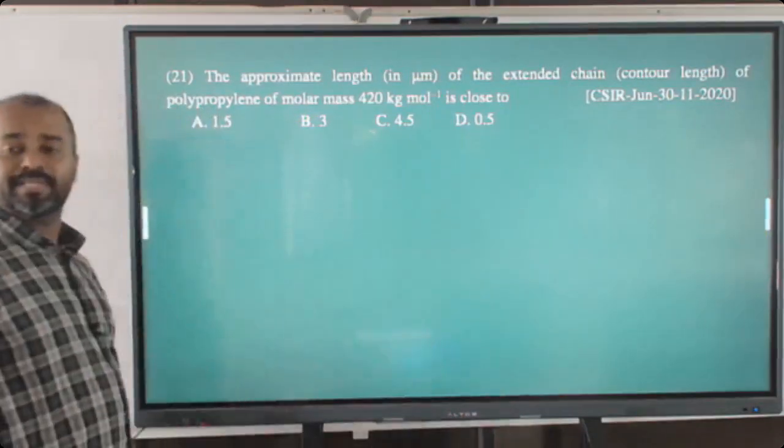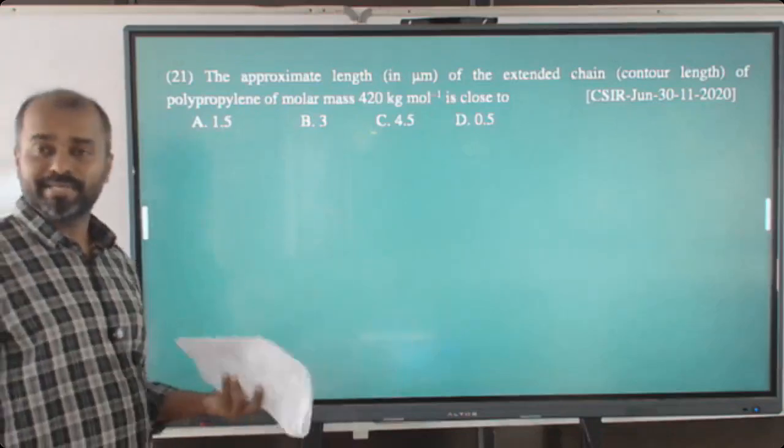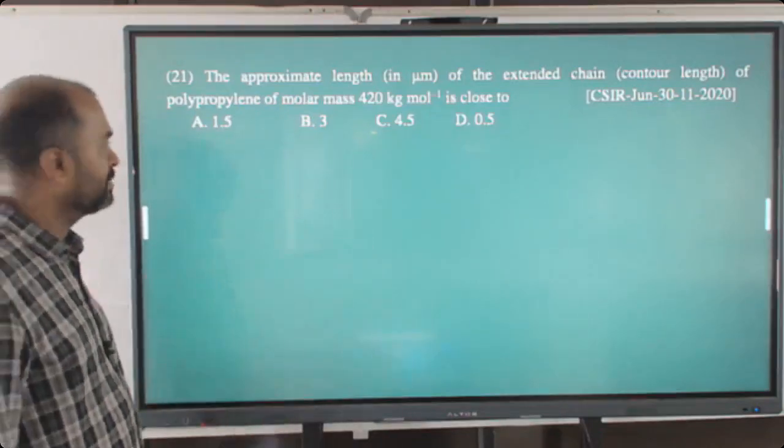Length of the ethylene is the same. Polyethylene also has the same length.